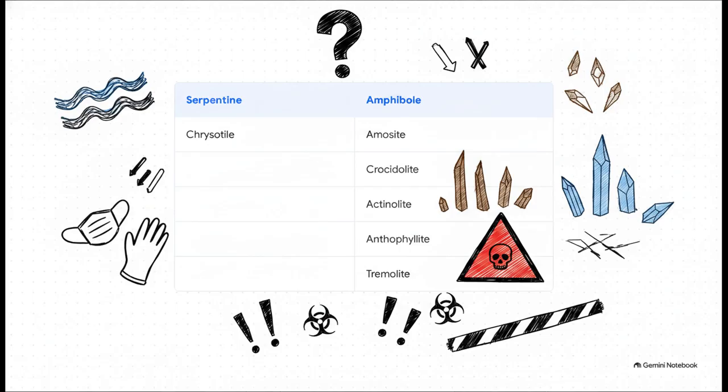The blue one is often considered even more dangerous because its fibers are literally like tiny, sharp needles. This family also includes actinolite, anthophyllite, and tremolite. The bottom line: every single one of these is incredibly hazardous, and they all demand extreme caution.